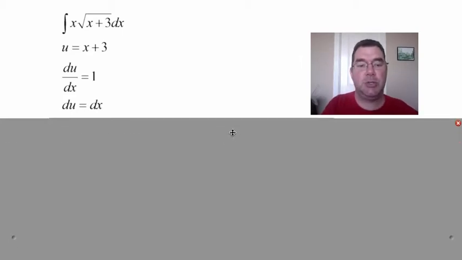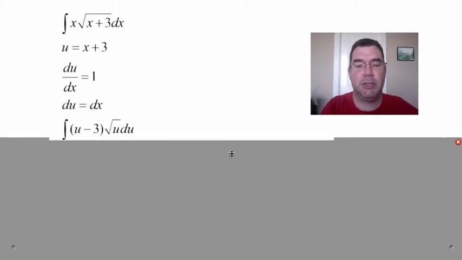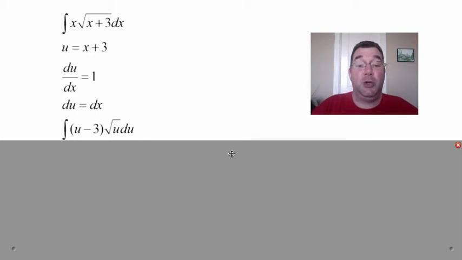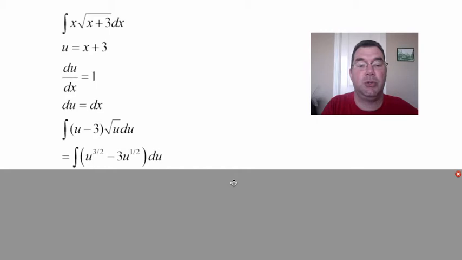So making that substitution, remember, x plus 3 will now be replaced with u, dx will be replaced with du, but this x has to be replaced with something. Well, that's kind of easy to figure out, because if u is equal to x plus 3, then x would equal u minus 3. So I make all of those substitutions, and this is what I end up with. U minus 3 times the square root of u du. All right, and then I can distribute that u to the 1/2 into the parentheses, and I will get u to the 3/2 minus 3u to the 1/2.